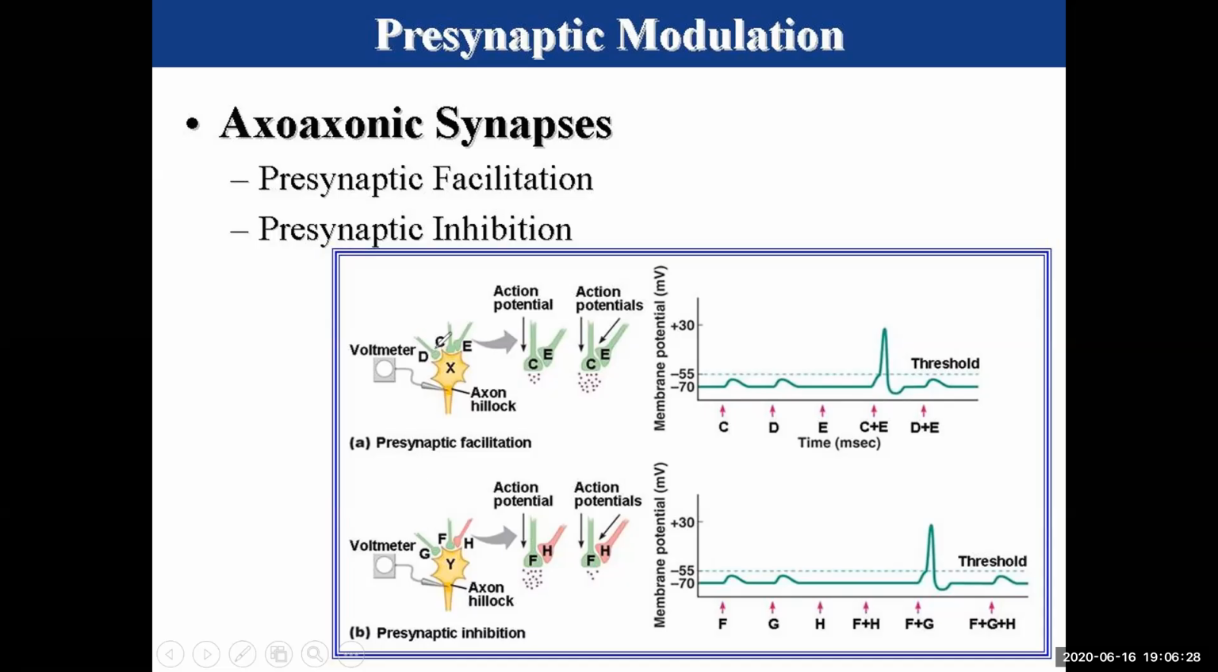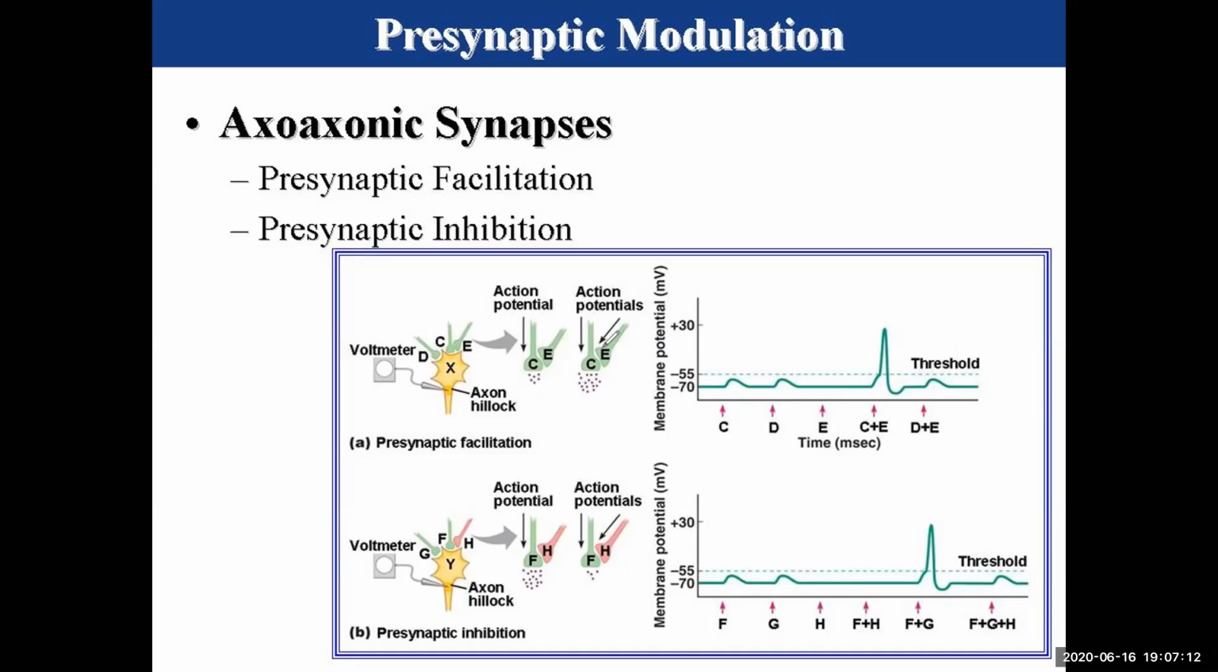Neurons D and C are presynaptic neurons. Neurons G and F are presynaptic neurons. Neuron E and neuron H, those are the neurons that modulate the presynaptic neurons, right? So neuron E here modulates the presynaptic neuron C. Neuron H modulates the presynaptic neuron F, right? In this case, the axon terminal of neuron E interacts with the axon terminal of the presynaptic neuron C.